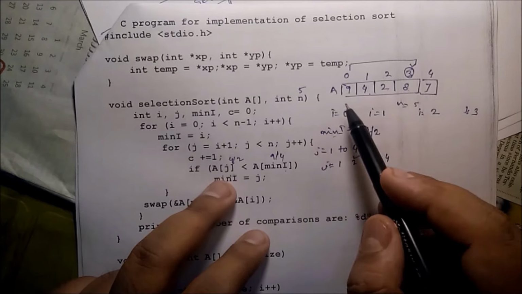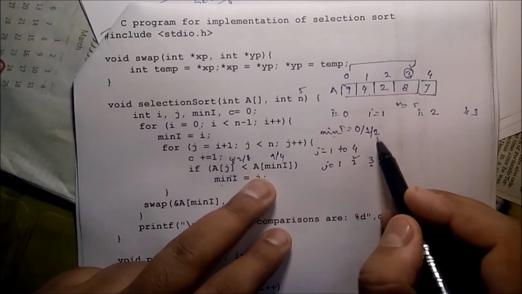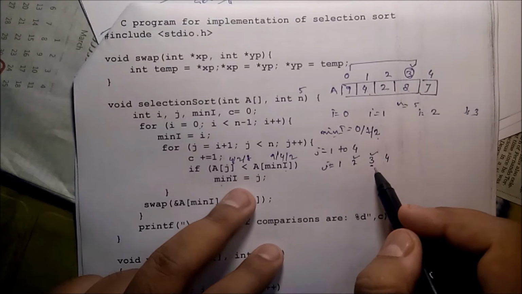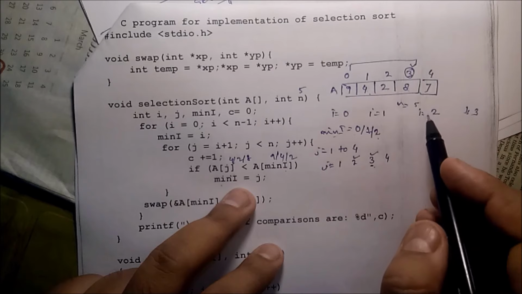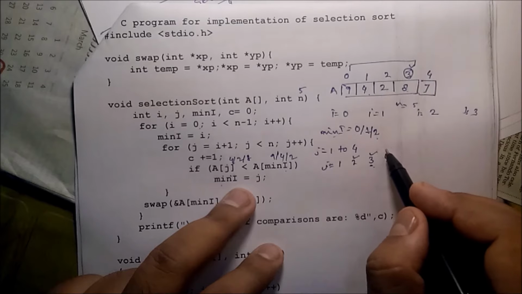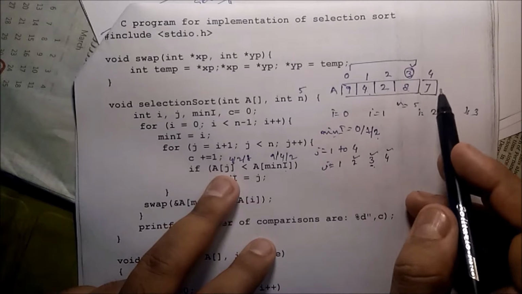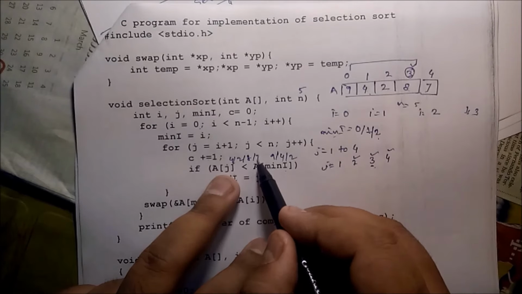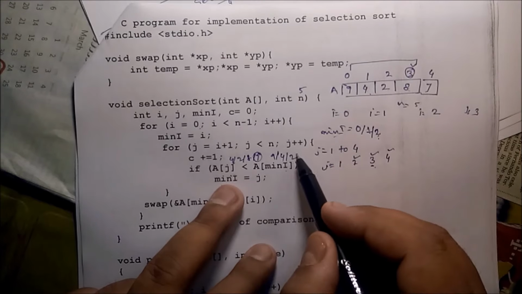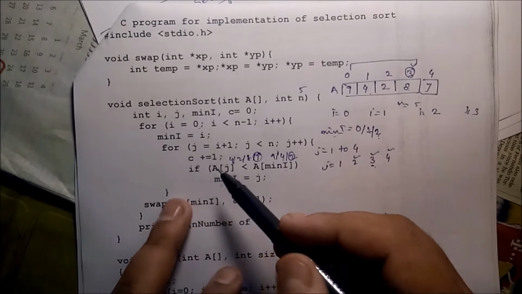Next j is 3. What is a[3]? a[3] is equal to 8. And what is a[min i]? min i is 2, so a[2] is 2. The condition is false. Next, j is equal to 4. If it is 4, then what is a[4]? a[4] is 7. And what is a[min i]? min i is 2, a[2] is 2. The condition is not true, so don't update min i. Now end of this for loop.